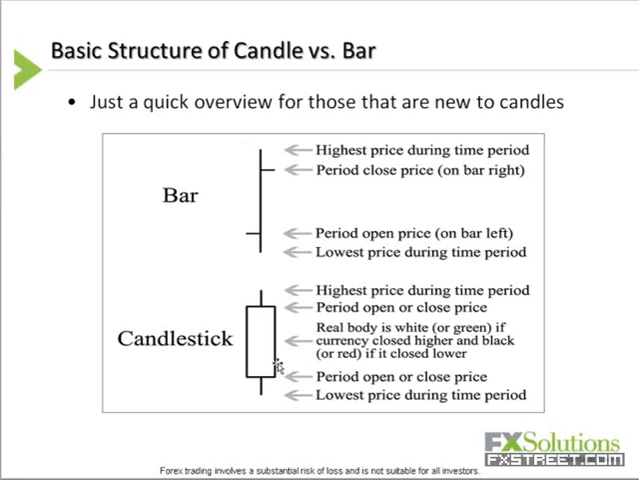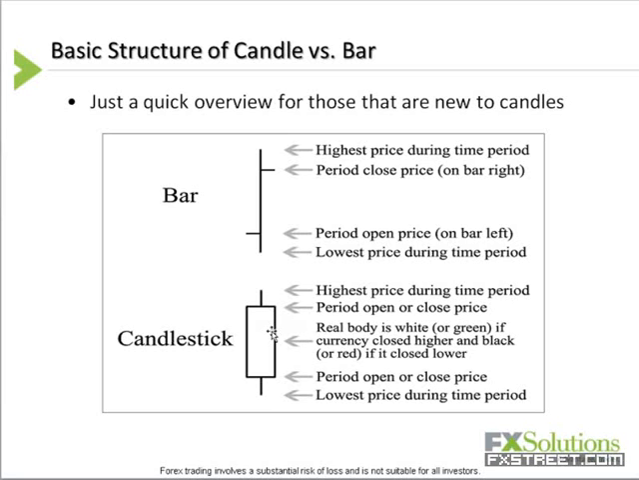Now the candlestick has exactly the same information. Okay, the open is either the bottom of the body or the top of the body. The close is the other side, either the top of the body or the bottom of the body. The high is the very top of the wick, and the low is the very low of the wick. Okay, and this is for each period that we're looking at. So, for example, if this is a daily candlestick, we're looking for the open, high, low, close on a daily price action.